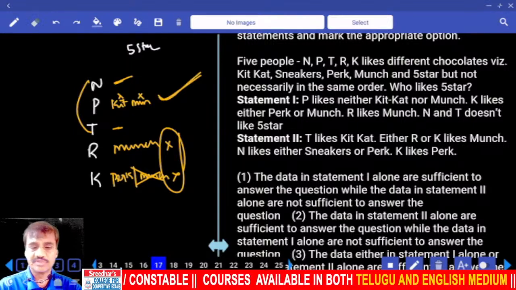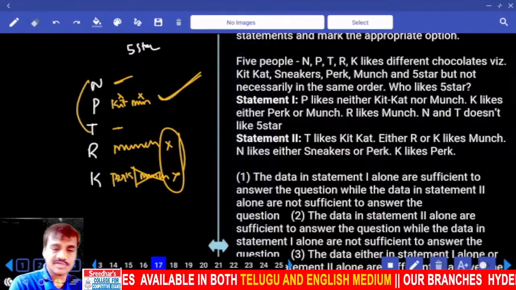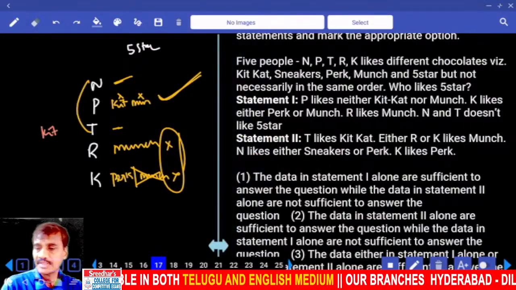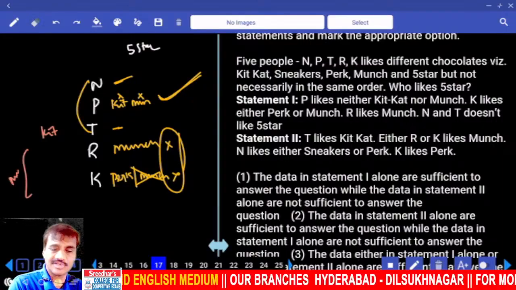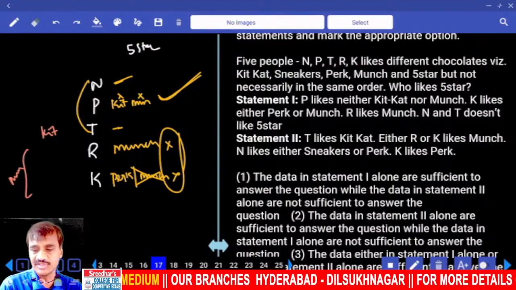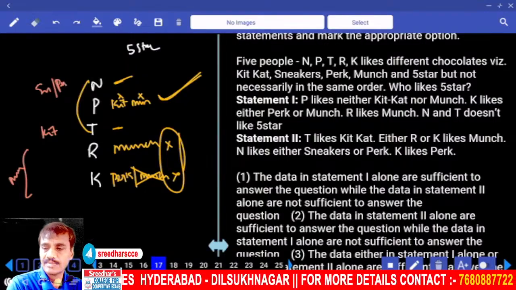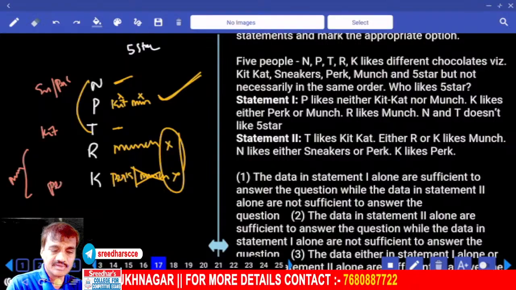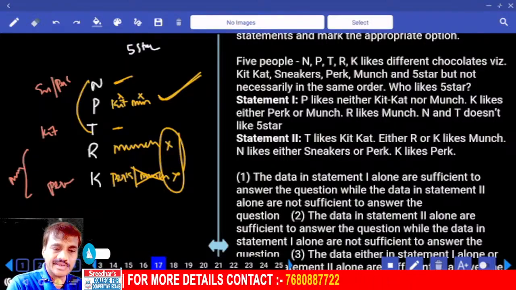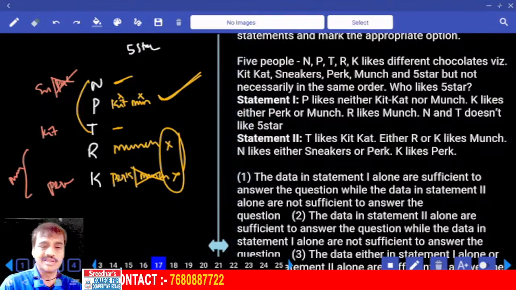1 alone is sufficient. Then coming to 2 alone, tell me now. T likes KitKat. Now KitKat is T. Either R or K likes Munch. Between these two only one person likes Munch. And N likes either Snickers or Perk. Then K likes Perk. Now K likes Perk, then what does N like? N likes Snickers.